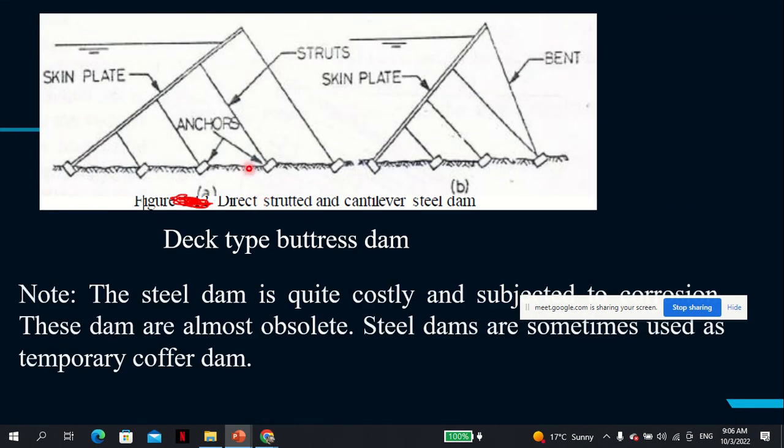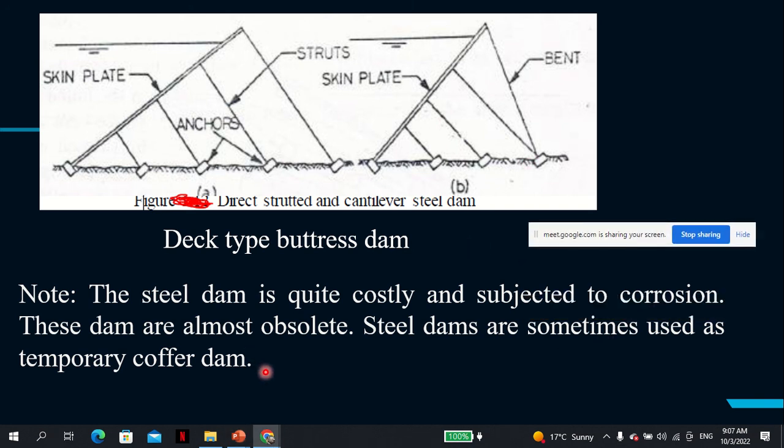So this is the figure for deck type, but so direct started and cantilever, still. So the first one is direct started, and the second one is cantilever. And this is what we see, that the tensile forces that are induced can be easily transferred to the ground, as shown.